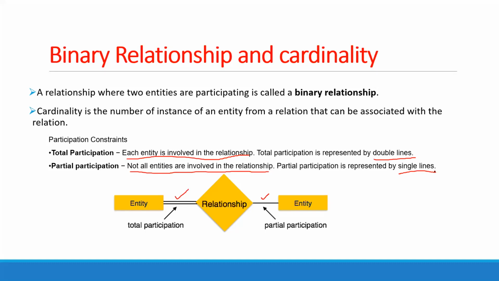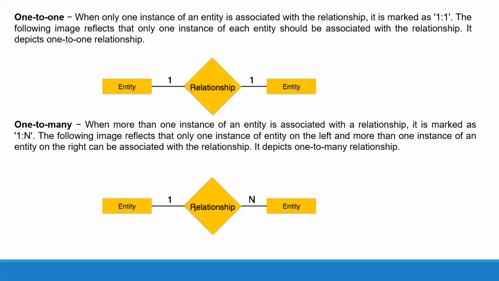So this is called a binary relationship. What is meant by a binary relationship? Two entities are participating in the relationship. Based on the cardinality, we divide the relationship into four types: one to one, one to many, many to many, and many to one.